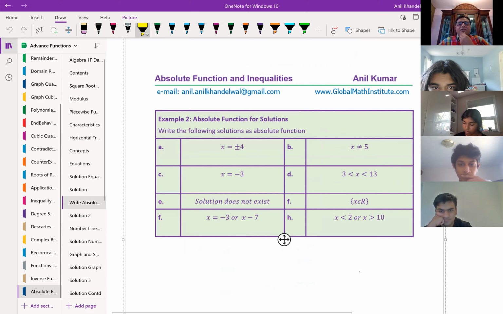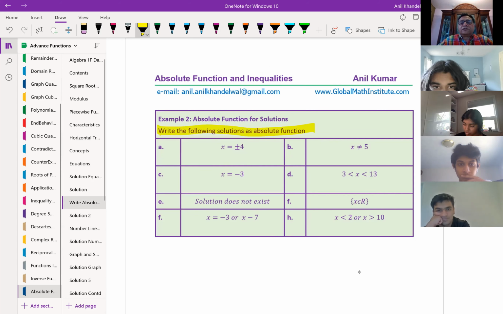Some very interesting examples here are, write the following solutions as absolute function. Now, this time I'm doing the reverse. Last time we solved the equation and wrote the answer, right? We had the absolute function. Now I'm saying my solution is x is plus minus 4. What is the equation? What is the equation for which the solution is x equals plus minus 4? Tell me, anybody.